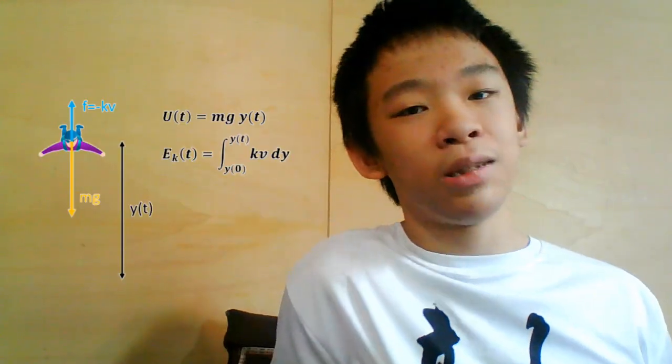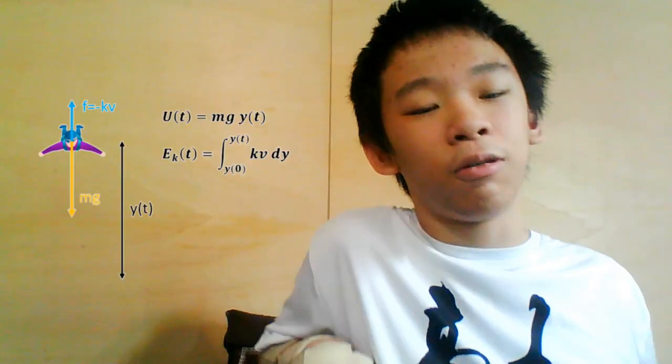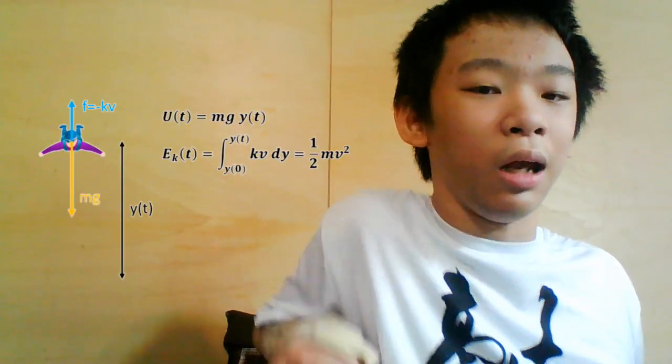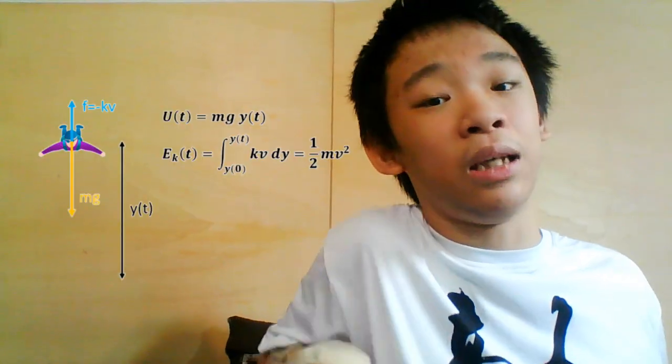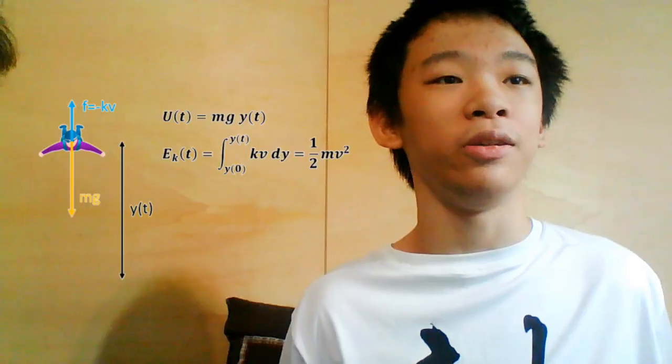So far, we've used force analysis to derive the motion formulas, but there's another way to derive them, and that's by analyzing the kinetic and potential energy of the system. The potential energy is mg times the height from the ground, which is called y of t, and the kinetic energy is the work done by the air friction. Wf equals the integral of F dy equals the integral of kv dy, which equals the change in kinetic energy, which is Ek of t minus Ek of 0. Since the skydiver is starting from rest, the initial kinetic energy is 0.